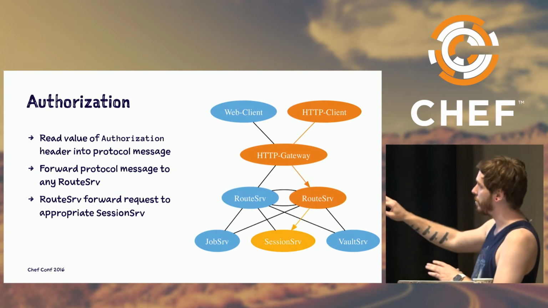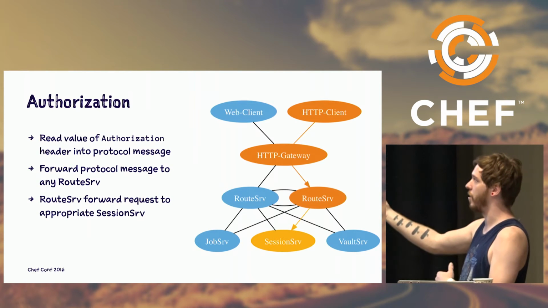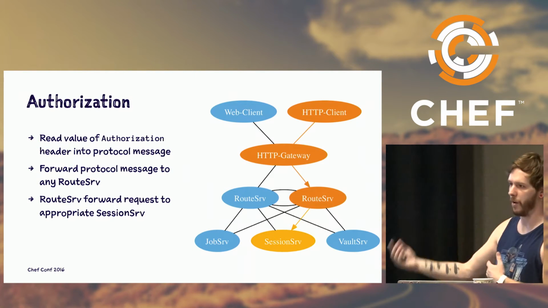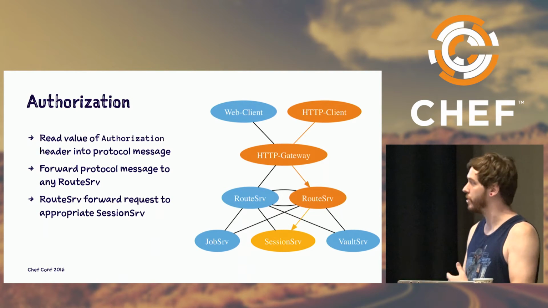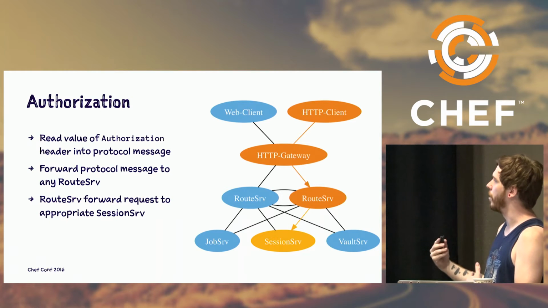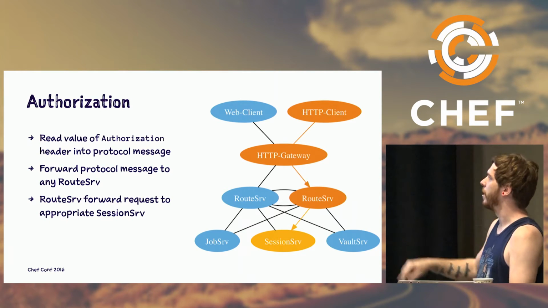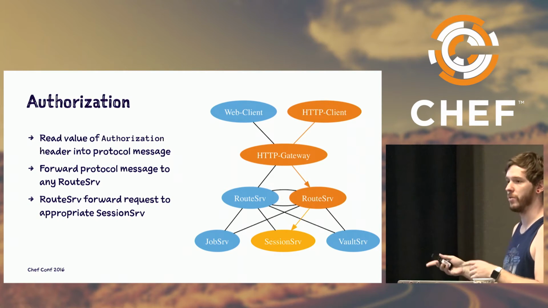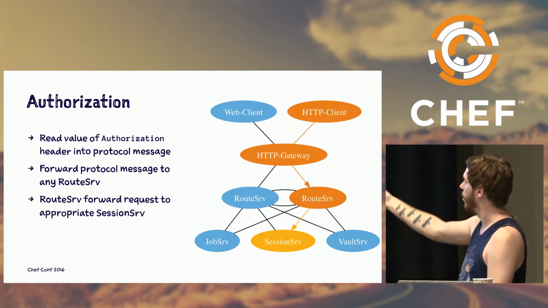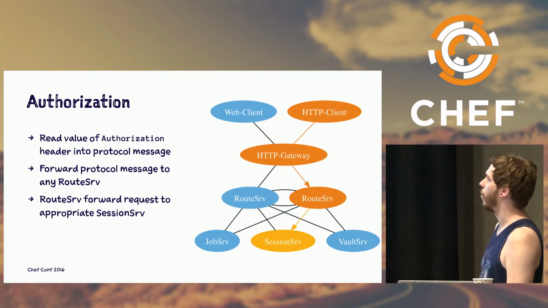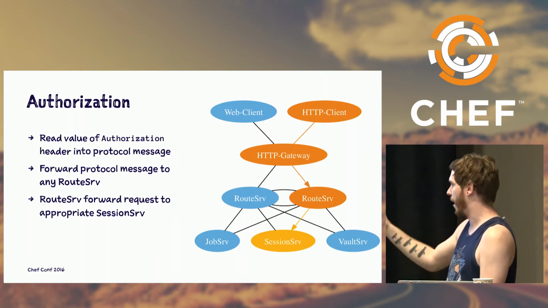So the authorization bit is specified in an authorization header. We rip out the value of that. We put it into something called a protocol message, which is a binary message. And then we're going to forward that along to any route server available. And then the route server is going to forward that request to the appropriate session server, because the session server handles authentication for you. So you can see the path of the request, and at the bottom, we're now on the session server.